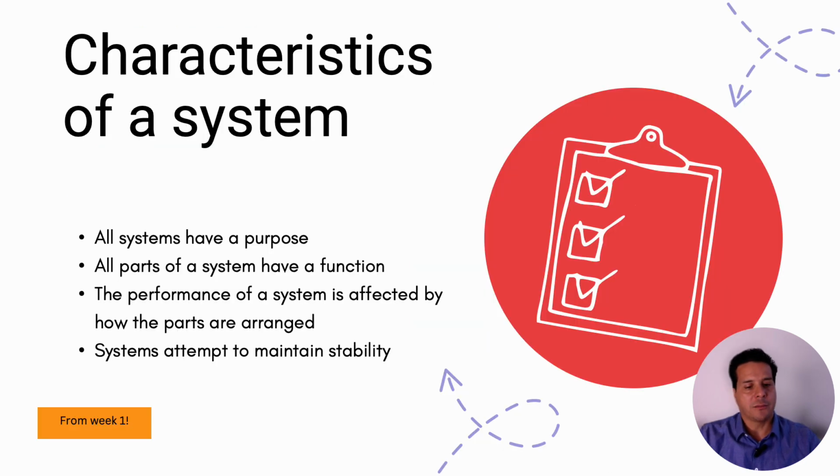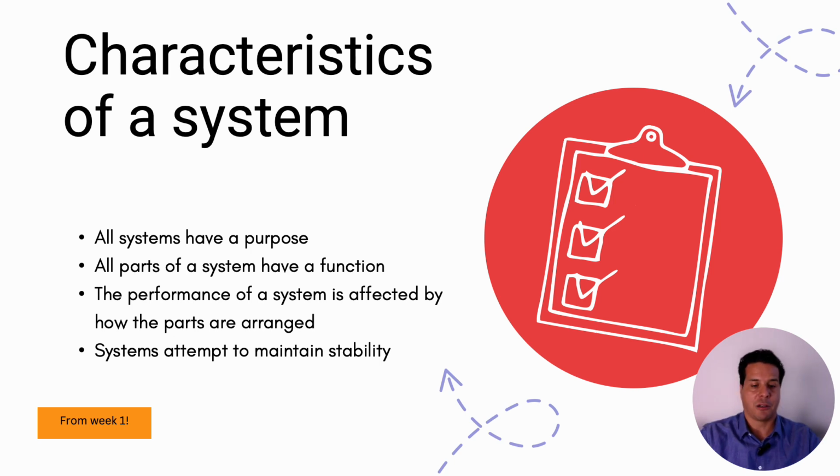So from week 1, remember, a typical characteristic of a system is that you have a purpose for that system. There is a function that each part of the system has, and the performance of the system is affected by how the parts are arranged. And that concept of stability becomes almost like a benchmark for all systems. You define stability. Stability is being able to fly at 24,000 kilometers per hour like a rocket. It doesn't matter how you define it, but you want it to be stable based on the conditions that you give it.